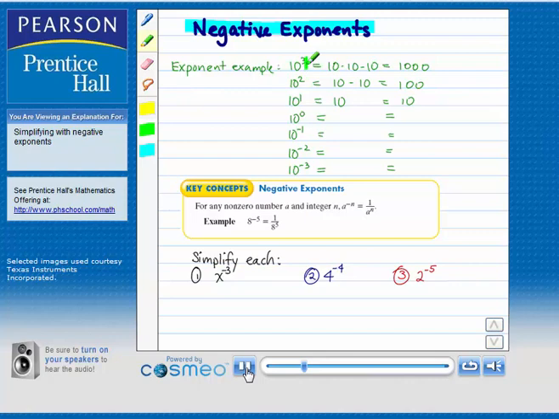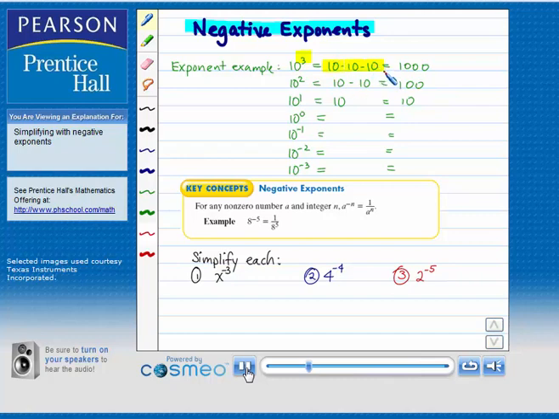Okay, now remember, the exponent is the number that's placed slightly above and to the right of a number which is called the base, and it's generally smaller than the base. And it tells the number of times that the base is used as a factor. Right, so if I have 10 to the third power, that means 10 times 10 times 10, 3 factors of 10.